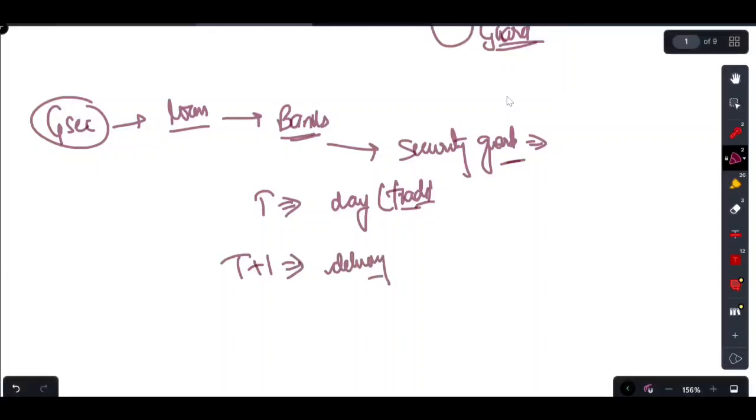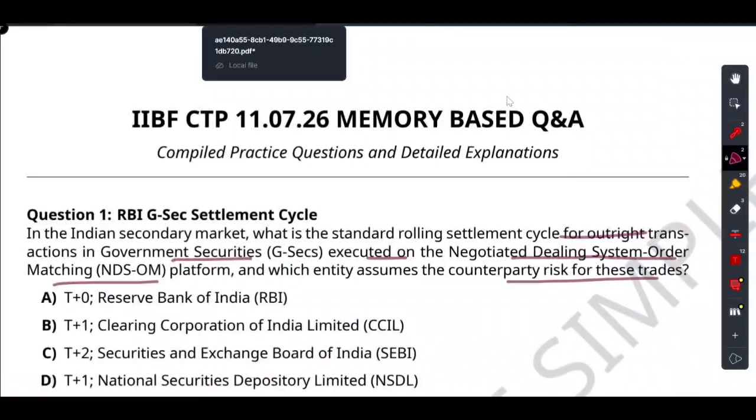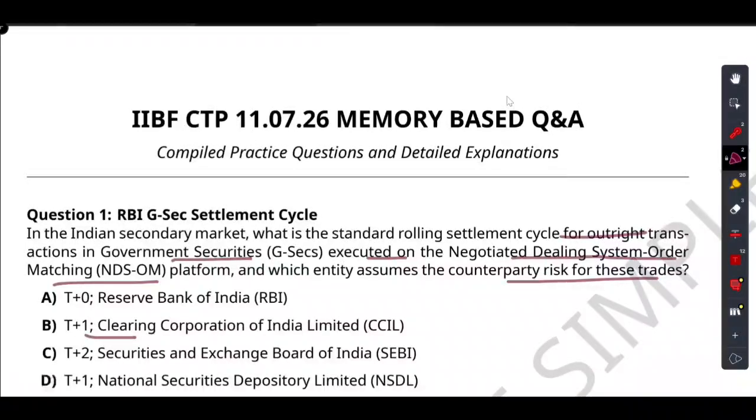So what is the correct answer to this question? The correct answer is option B, T plus 1 and CCIL. Here is why: when a government bond trade happens today, the actual exchange of the bond and the cash happens on the very next working day. When I say T plus 1, I am referring to working days, not calendar days. The trusted security guard who steps into the middle to guarantee everything is CCIL, Clearing Corporation of India Limited.